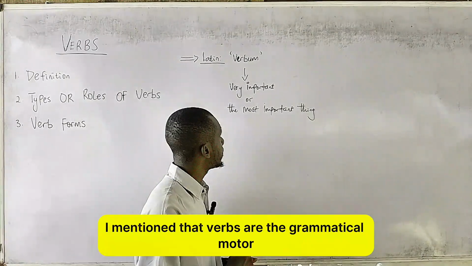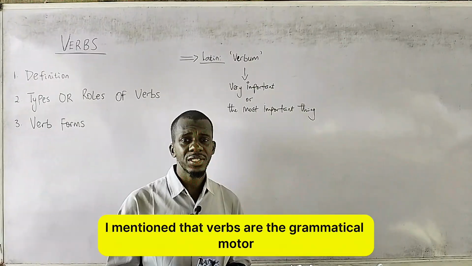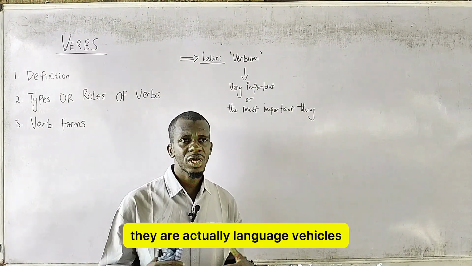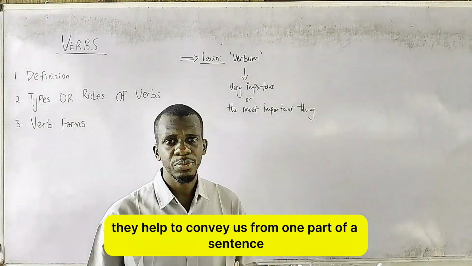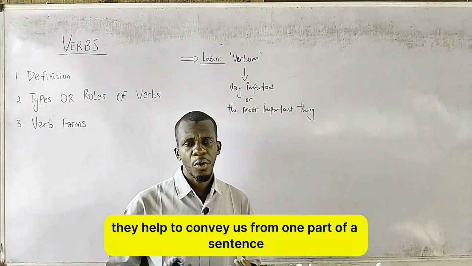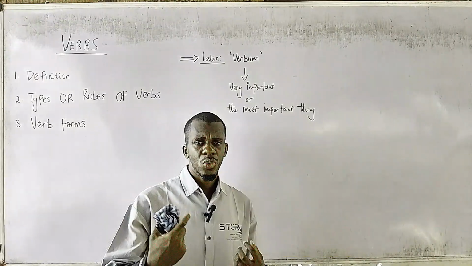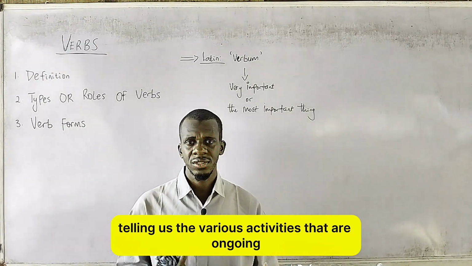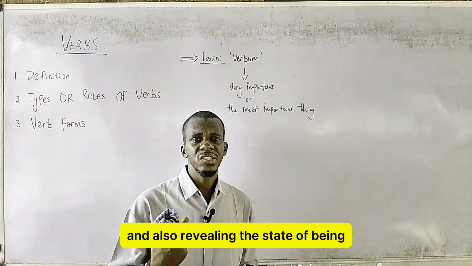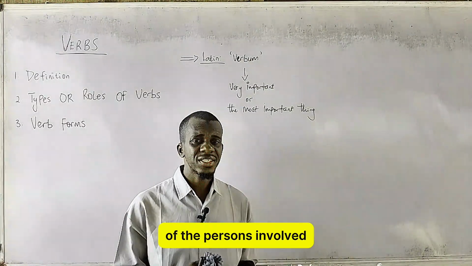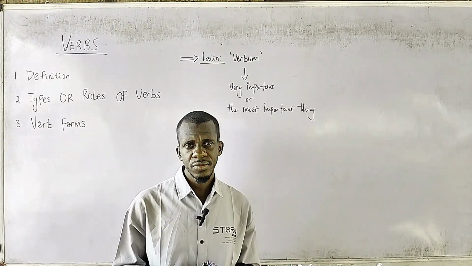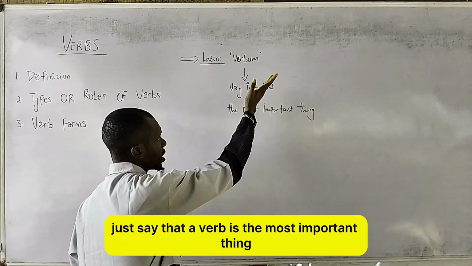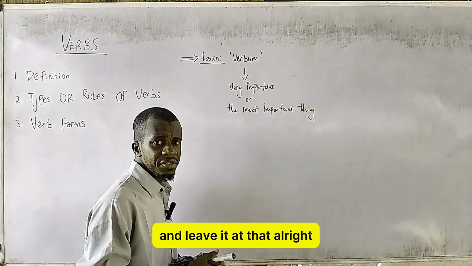And lastly, I mentioned that verbs are the grammatical motor of a sentence. Yes, they are actually language vehicles. They help to convey us from one part of a sentence to another, telling us the various activities that are ongoing and also revealing the state of being of the persons involved. Now how do we define a verb? Because we cannot just say that a verb is the most important thing and leave it at that.